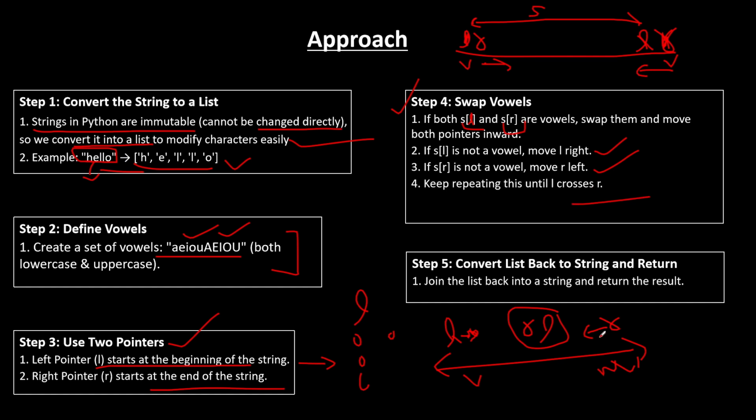Now the question asks us to return a string, right? Since in Python we have converted string to list, we again have to convert list to a string so that we can return the output as a string. So we will do that by using the join keyword in Python. I hope you understand the approach. Now let's move to the next slide.